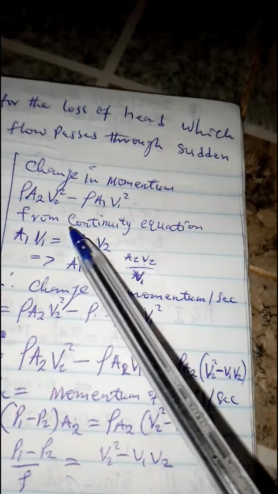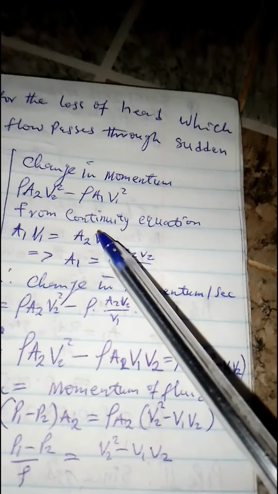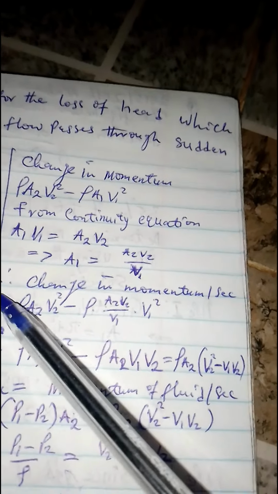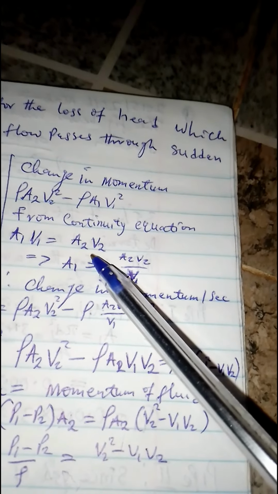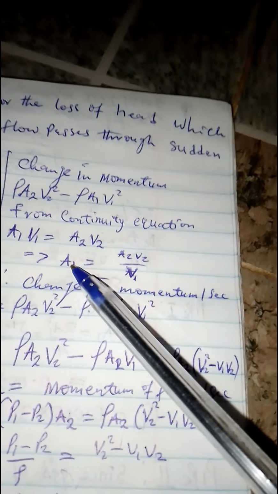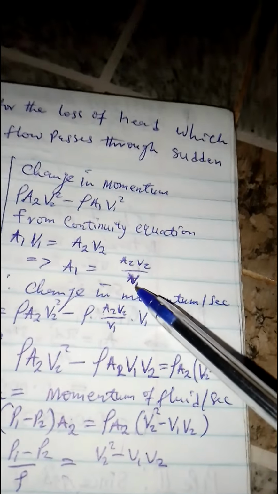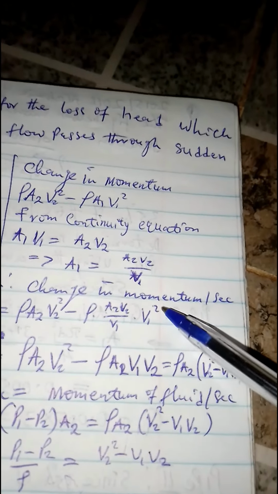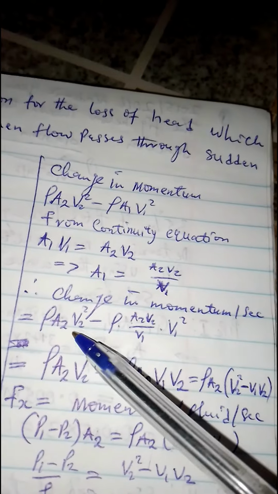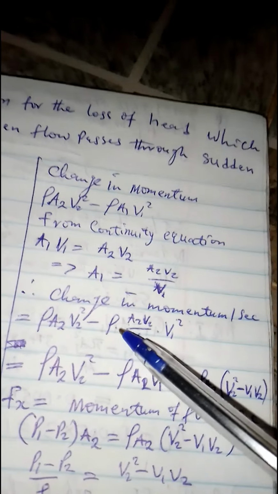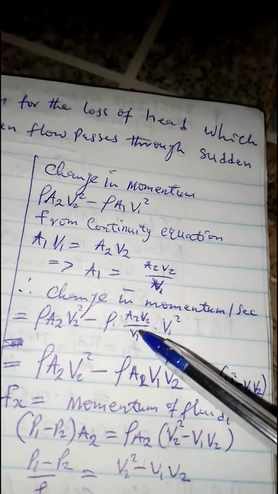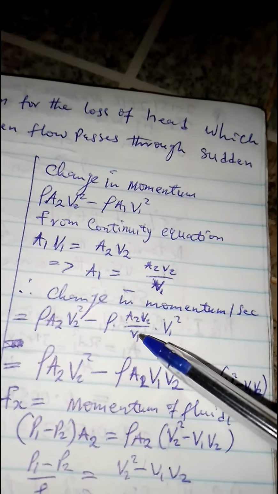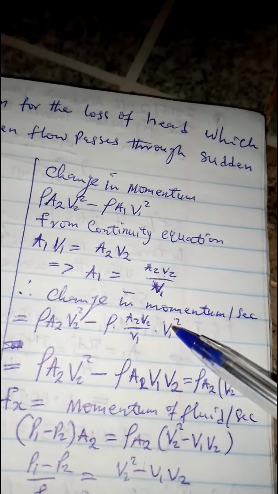So that's why we applied the continuity equation, and the continuity equation is given as A1 V1 is equal to A2 V2. Making A1 subject of the formula, you have A2 V2 over V1. So change in momentum per second will now give you rho A2 V2 squared minus rho times A1, which will now be replaced by this equation. You have this times V1 squared. So when V1 cancels V1 squared, you have only V1.